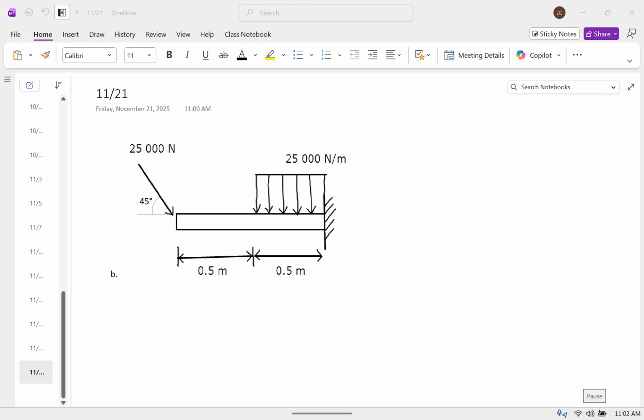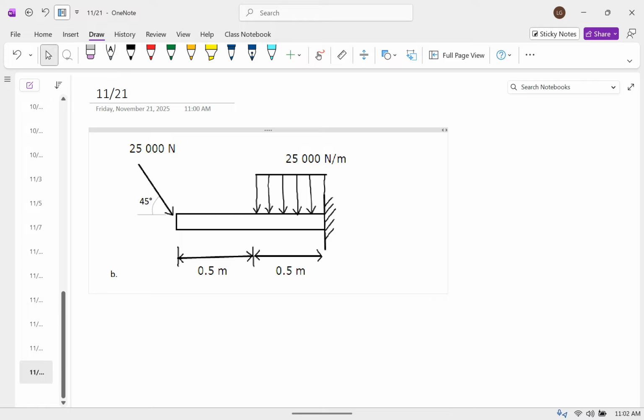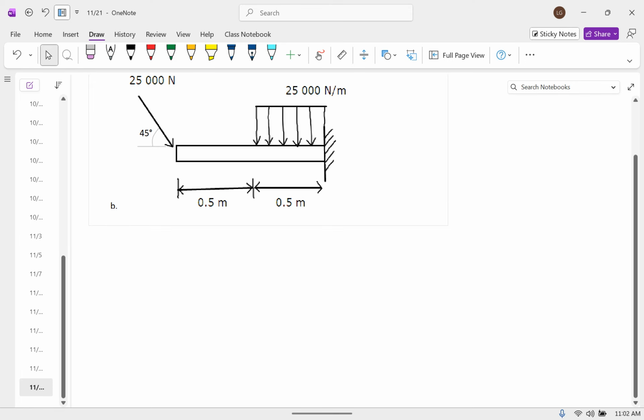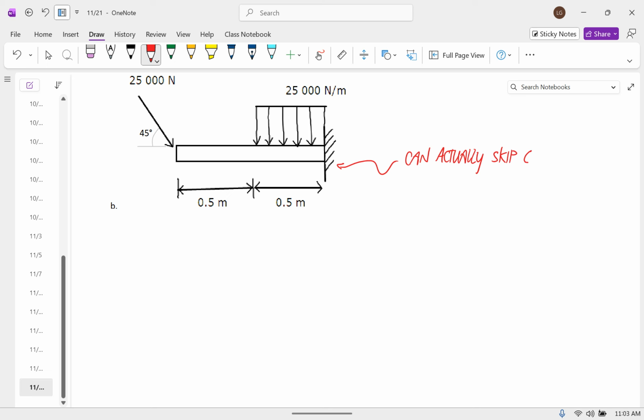Okay, so this one, since the only unknown external loads are at the right side, we can actually skip doing the external loads, because they won't appear in any of the cuts.